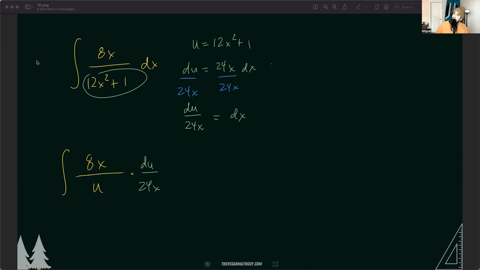And now we just have to simplify a few things. The x's cancel out, as you can tell. The 8 and the 24 can go on the outside.